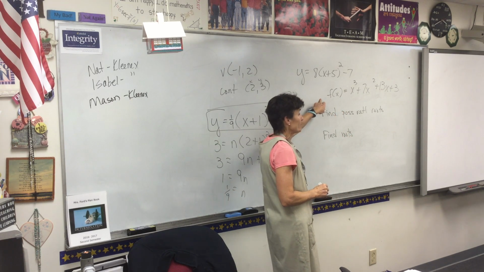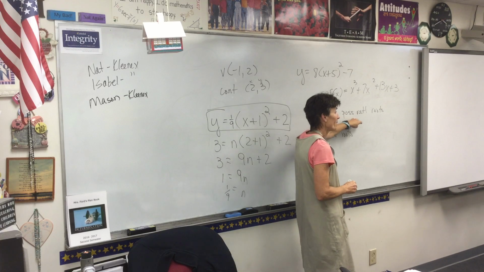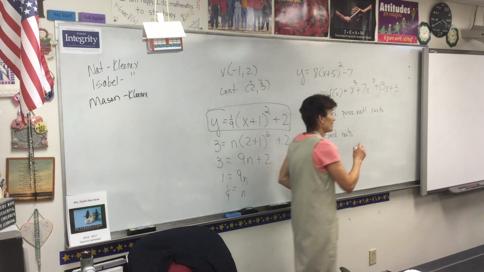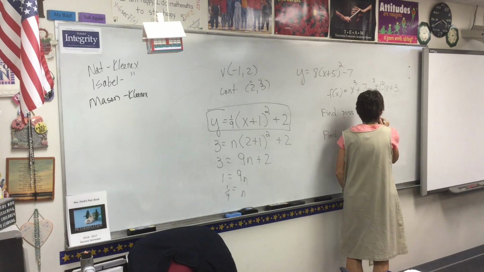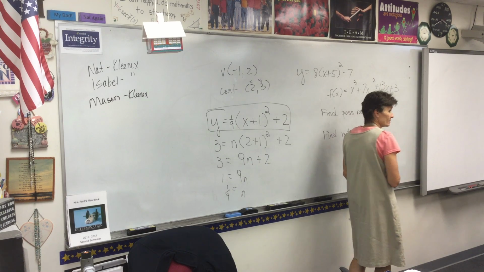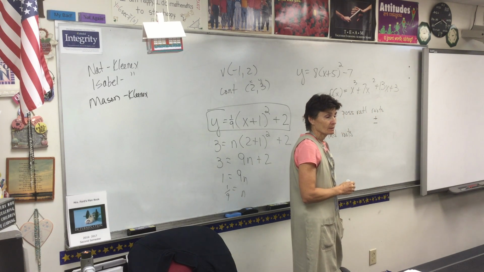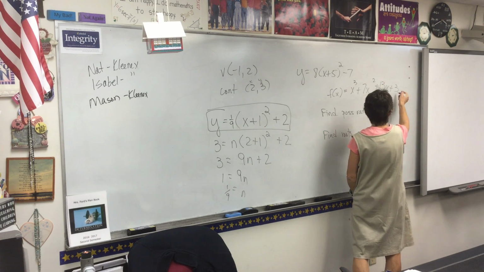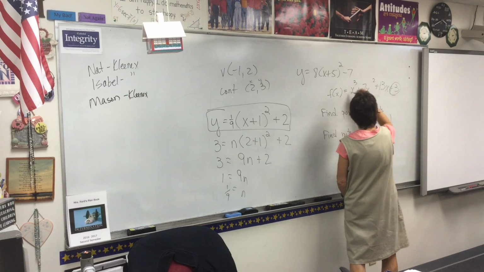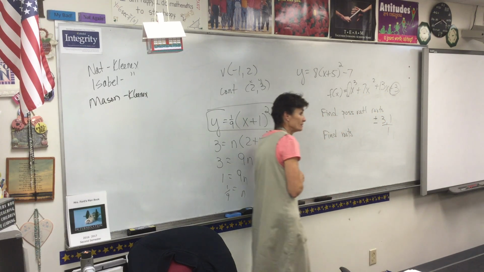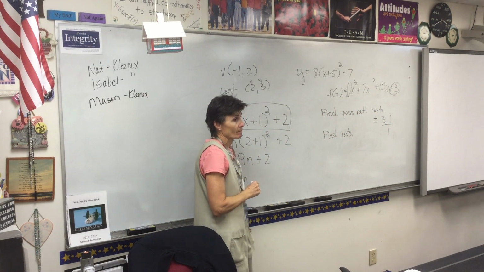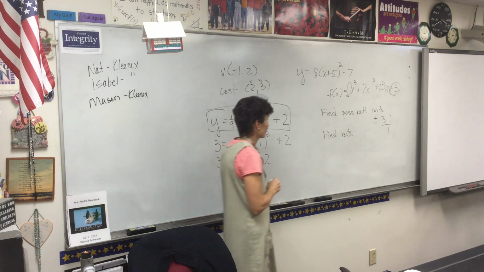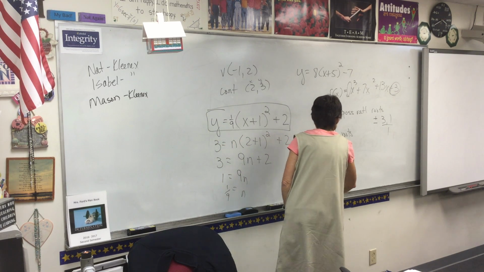Given this function right here, we're going to find all the possible rational roots. Okay, we know what that is. Plus or minus 3 and 1 over 1. Factors of this number over factors of that number. So 3 or -3.